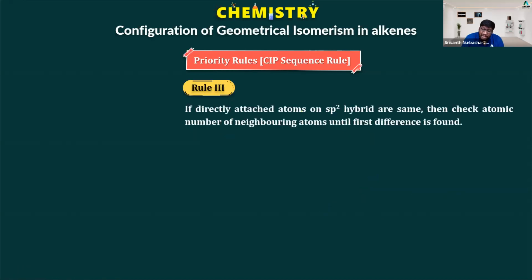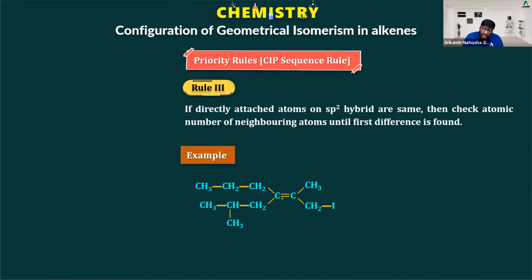If directly attached atoms on the sp2 carbon are the same, then check the atomic number of neighboring atoms until the first difference is found. What is this? We have this compound, let us say C double bond C, CH3, CH2, I. Look at this particular sp2 hybridized carbon, we have a carbon connected. To this carbon, what are the three groups connected? Hydrogen, hydrogen, iodine. To this carbon, we have three hydrogens. So this will be high priority. This will be low priority.